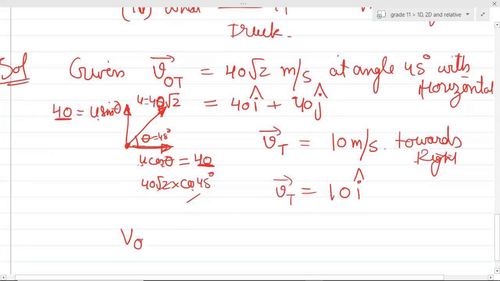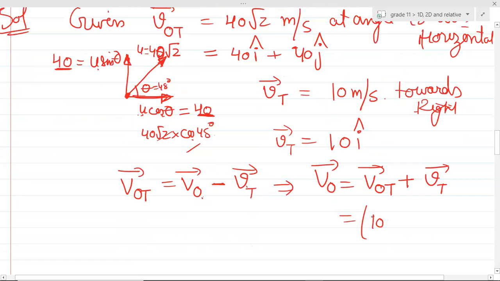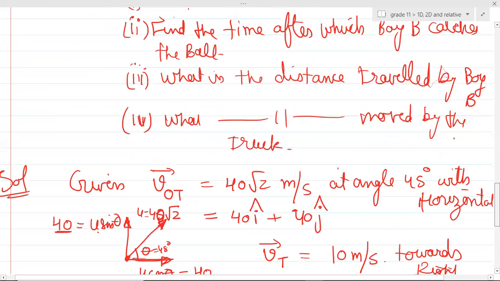And now we know the velocity of the object with respect to the truck is equal to the velocity of the object with respect to the ground minus the velocity of the truck. So the velocity of the object will be equal to its velocity relative to the truck plus the velocity of the truck. This will be equal to 40 I cap plus 40 J cap plus 10 I cap, so it becomes 50 I cap plus 40 J cap. So basically, the question will come out of the relative motion.